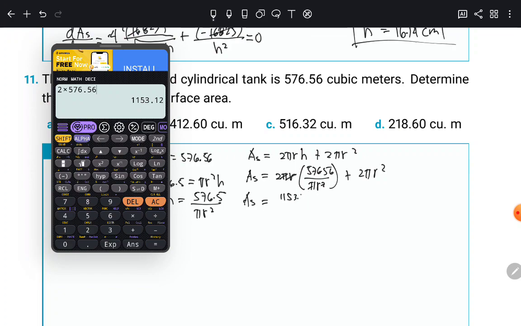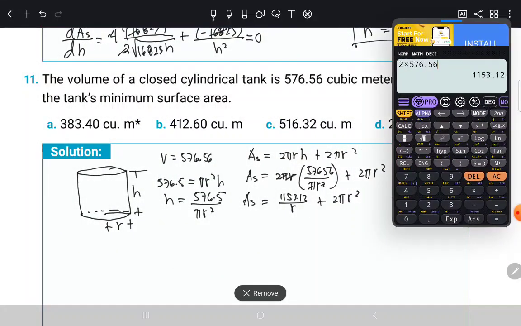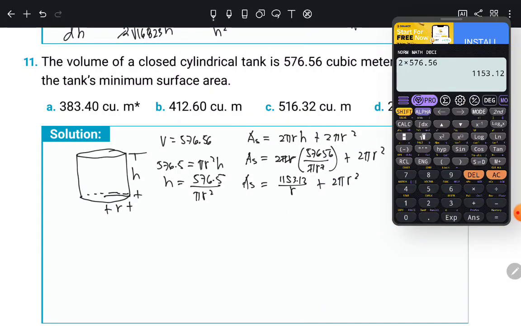576.56 divided by r plus 2 pi r squared. And we can now take the derivative because we only have one variable on the right side, so we can take the derivative of that area with respect to that variable r. Since we have r in the denominator, we put a negative because the exponent will become negative 576.56. Then you subtract 1, negative 1 minus 1 is negative 2. You put it down, then this will be r squared. Then plus the derivative of 2 pi r squared, which will be 4 pi r.